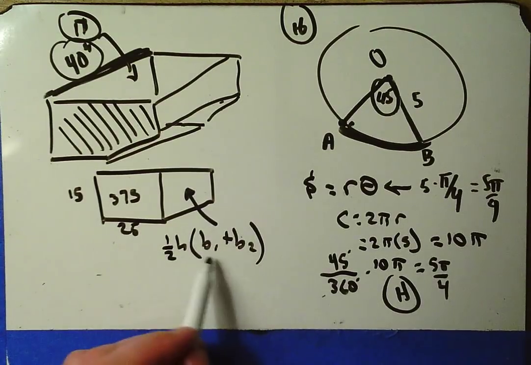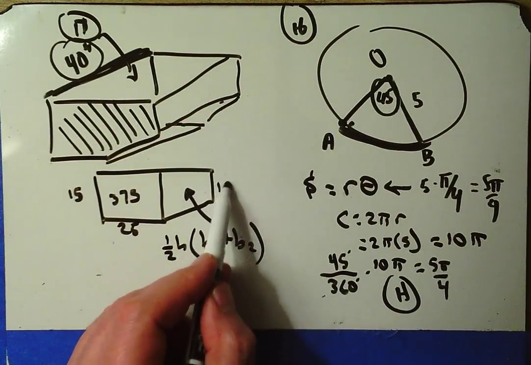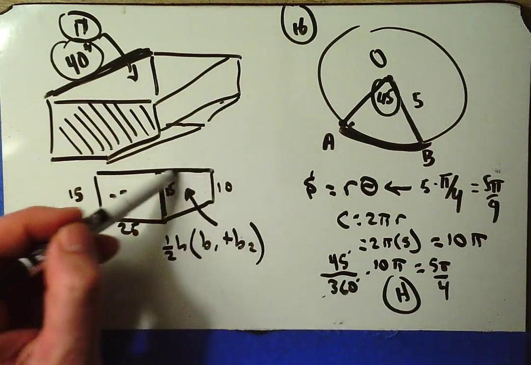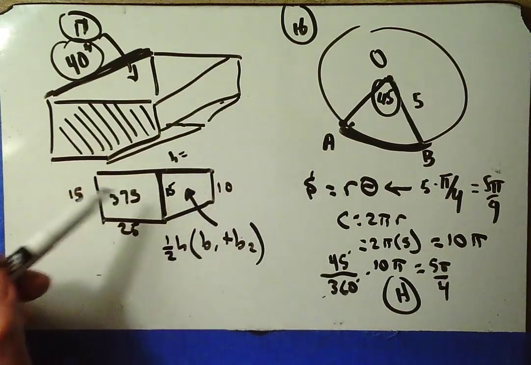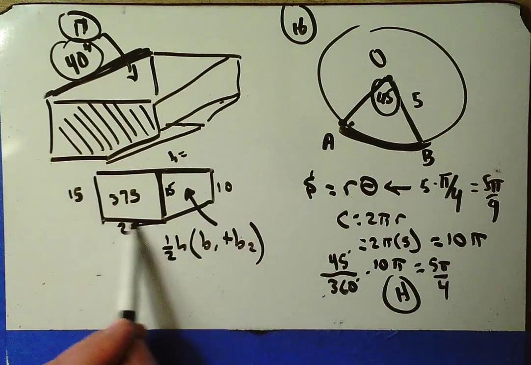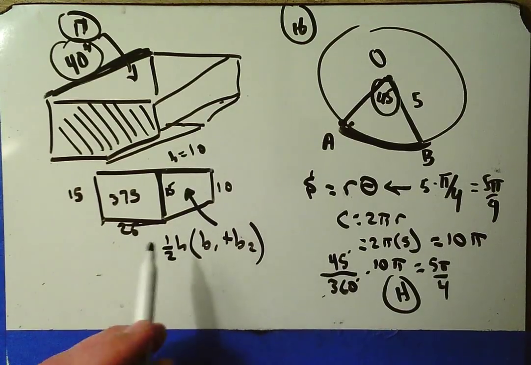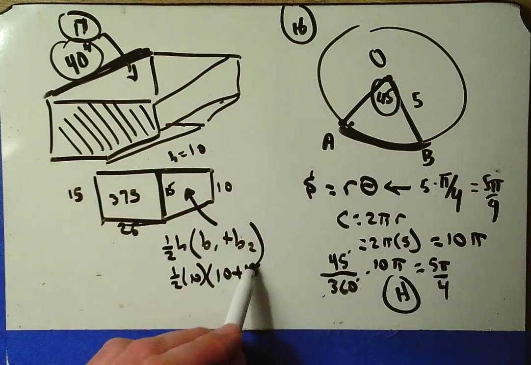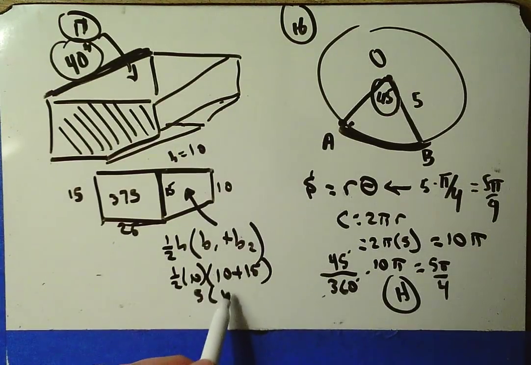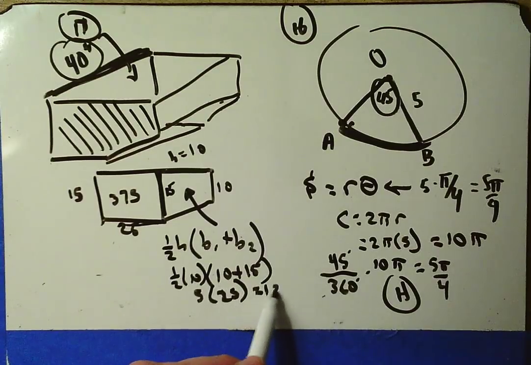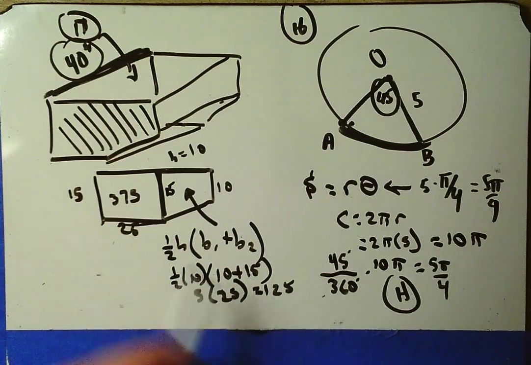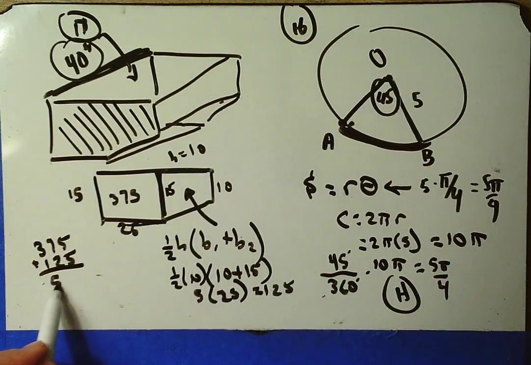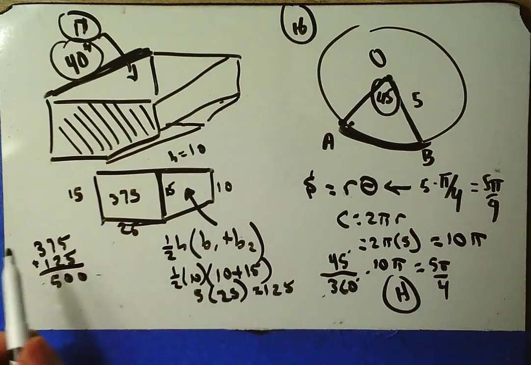And remember, the bases are parallel to each other. So here's base 1, and this is base 2. This is my height. And my height, if this whole side is 35 and this is 25, my height is 10. So 1/2 times 10 times (10 plus 15), which is 5 times 25, or 125. So the total area, 375 plus 125, is 500, but that's not our answer.